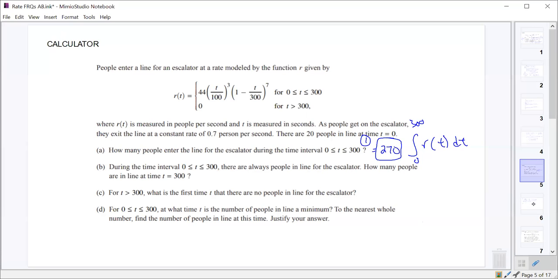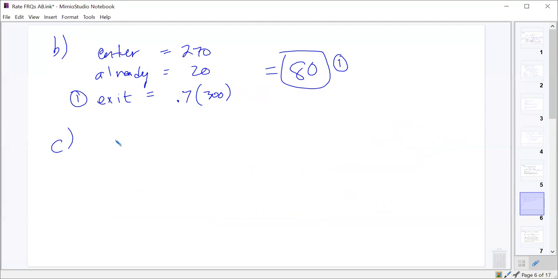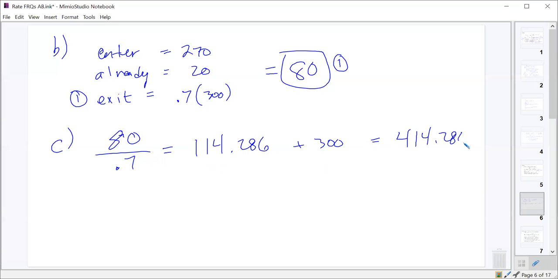Okay, yes. So we have 80 people that are in the line. And we know that they're leaving at 0.7 people per second. So if we divide that by the 0.7, what does that come out to be? 114.286. And then we're talking a t value. So that's why you're saying we're going to add the 300, which was our first 300 seconds. So that'd be 414.286 seconds.